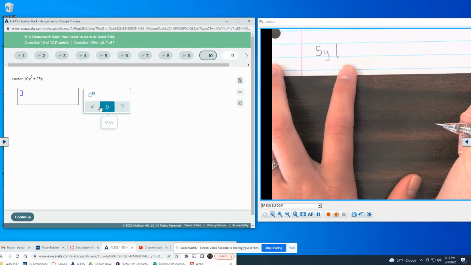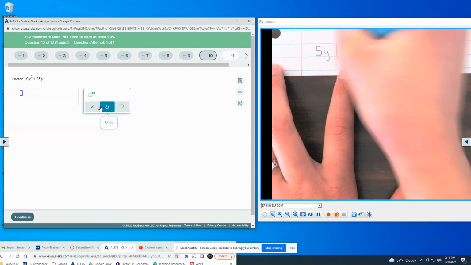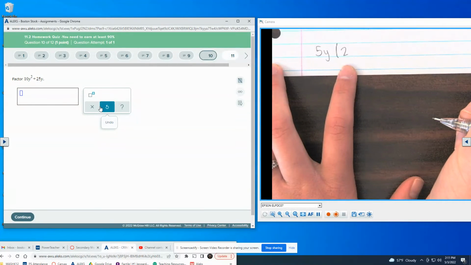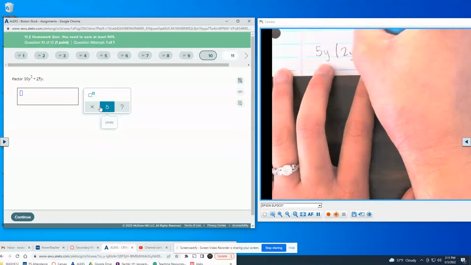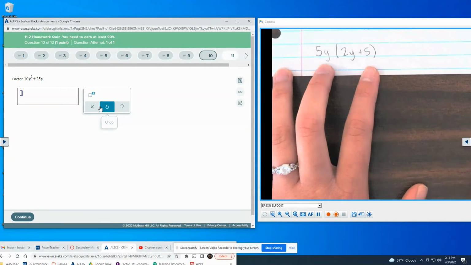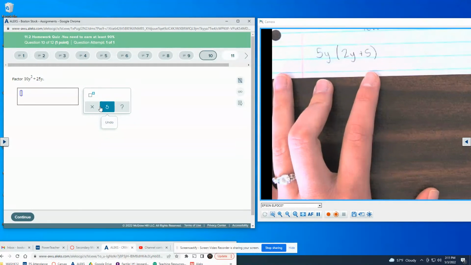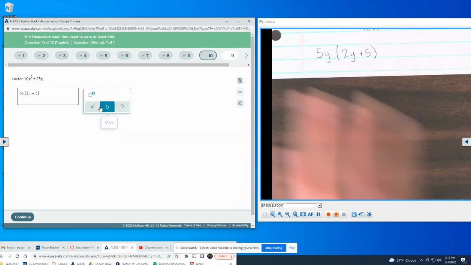Then what I have left over, if I take 10 and divide it by 5, I'm left with 2. And if I had y squared and I take a y out, I have 1 left. 25 divided by 5 is 5, and if I divided by y, it's gone. So my final answer is just 5y, and then in parentheses I have 2y plus 5, like that. And that's about it.